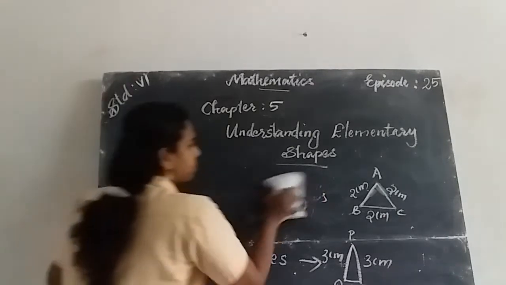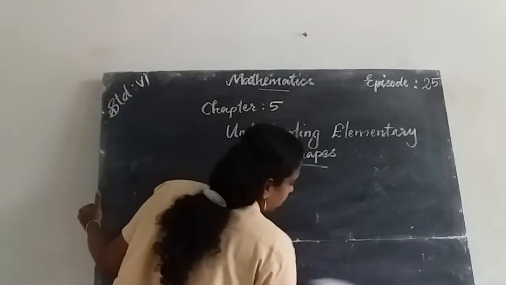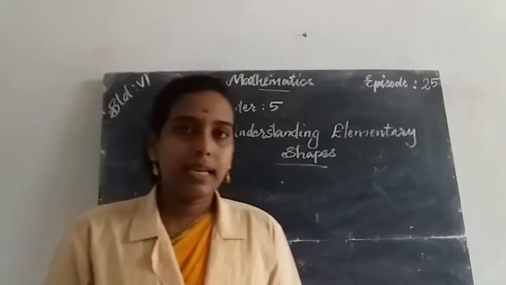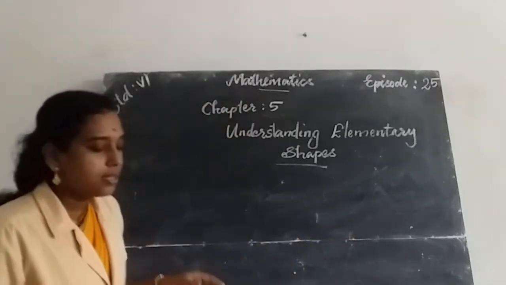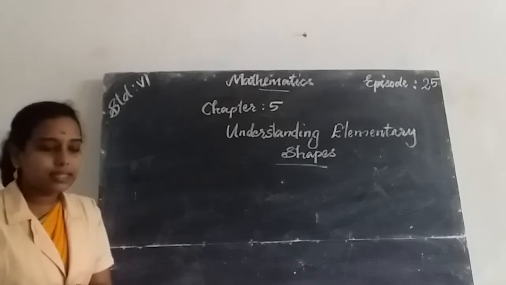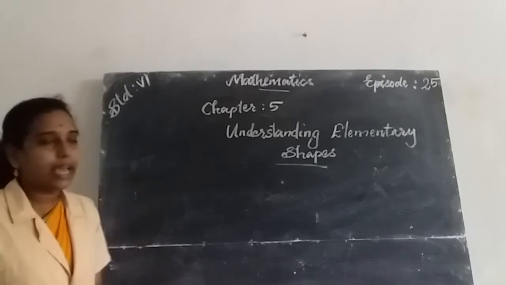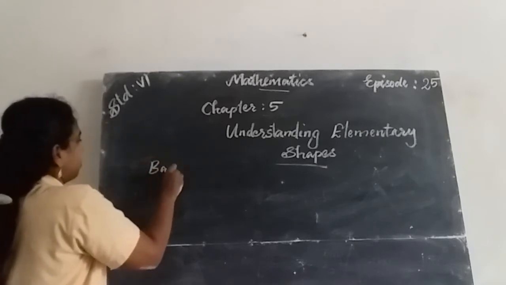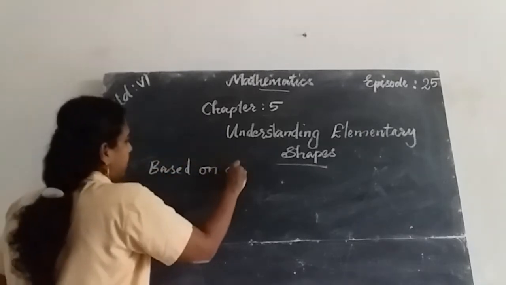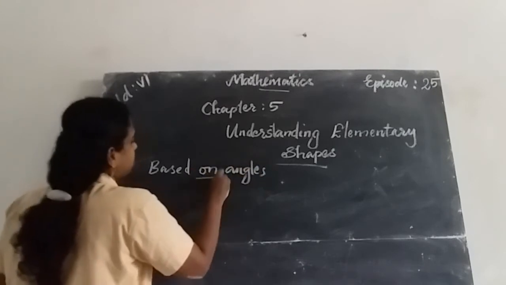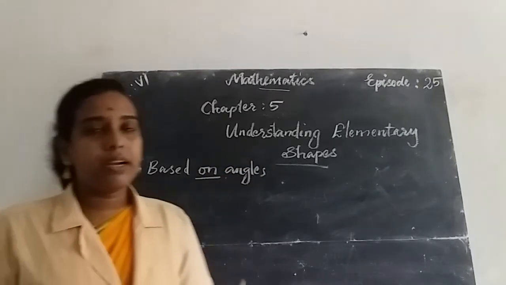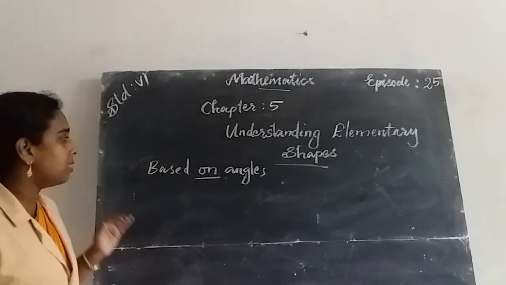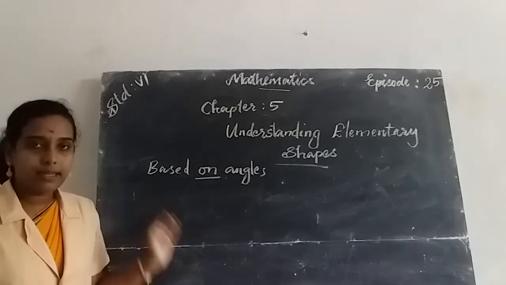We have also studied about classification of angles based on degrees. So that is acute angle, obtuse angle and reflex angle. So like this, based on their angles, triangles can be further classified into 3 types. They are acute angled triangles, right angled triangles and obtuse angled triangles.